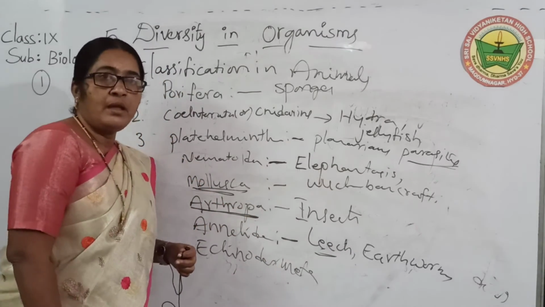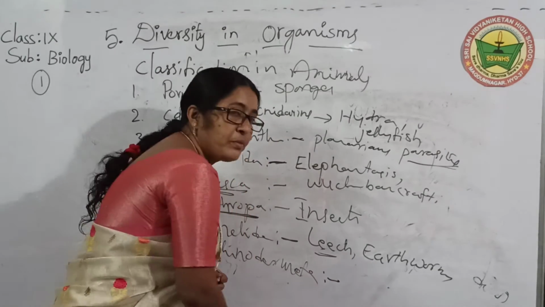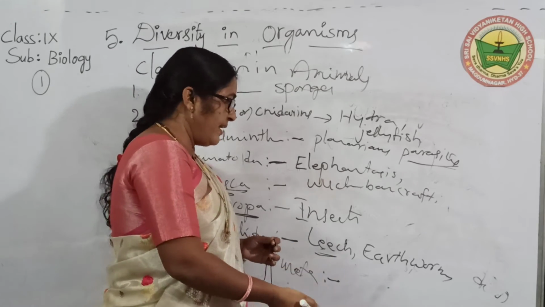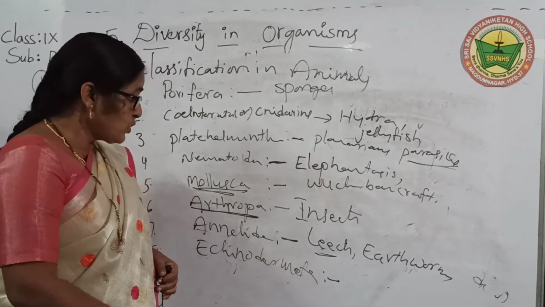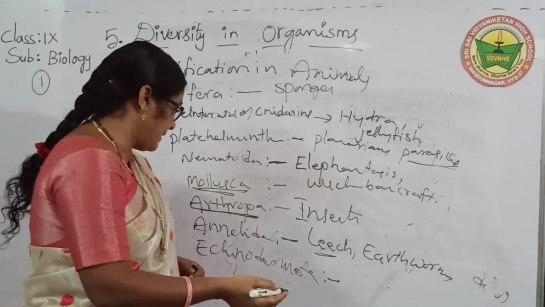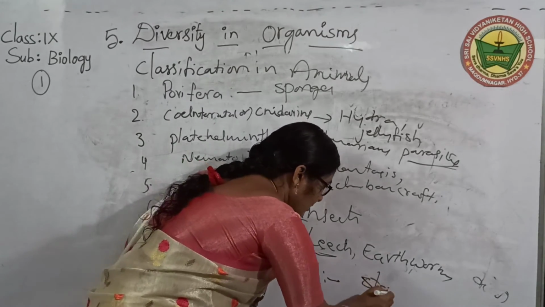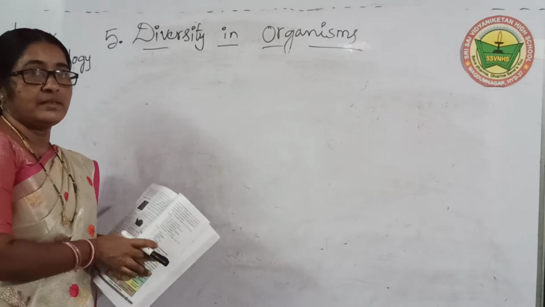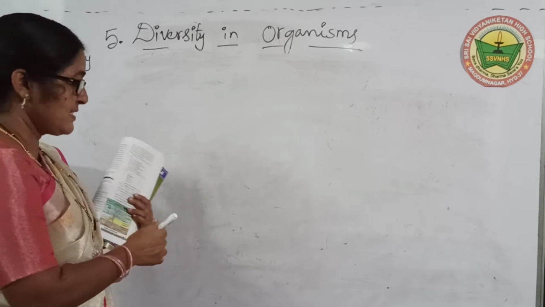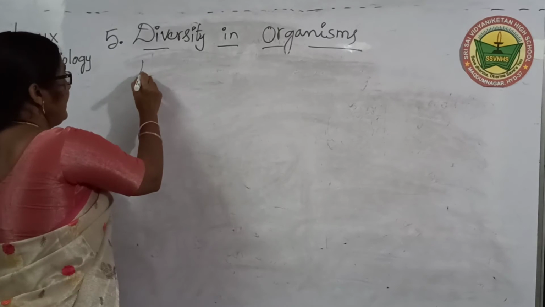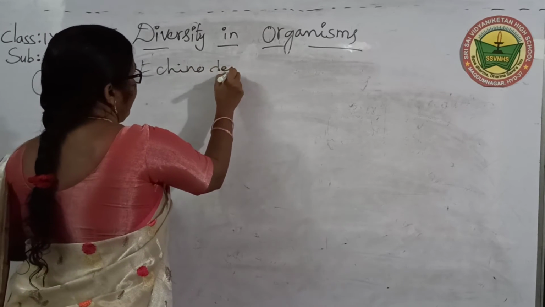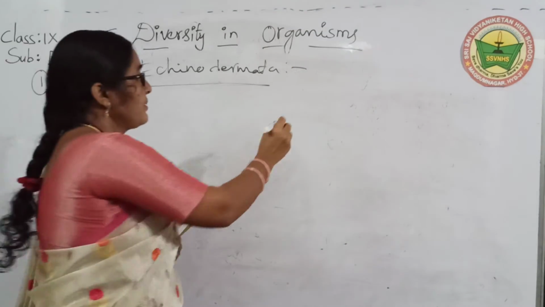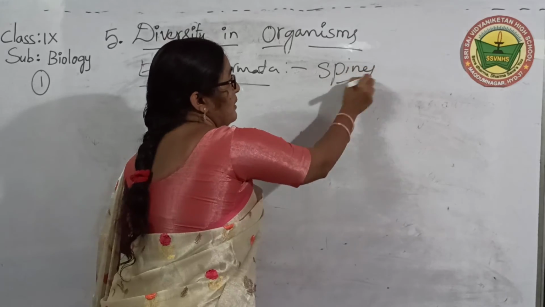Next, Echinodermata. This is one of the groups. These organisms live in seas, oceans, and marine water. Their body has thorn-like structures. Example, starfish. Children, what is the last group? Echinodermata. These organisms have spines on their bodies. Spines mean thorns like that.